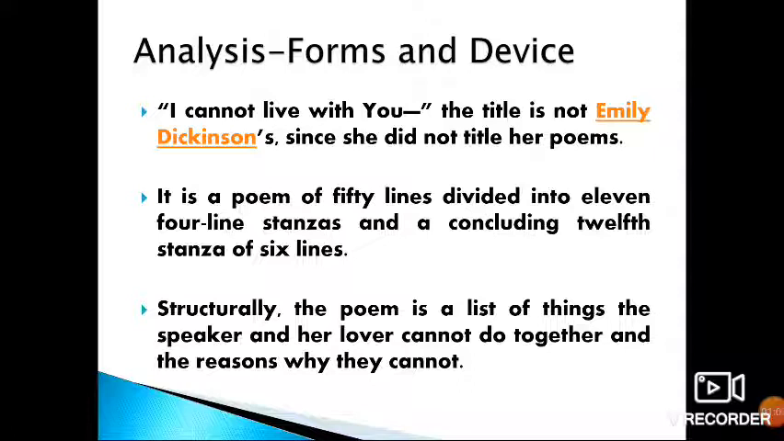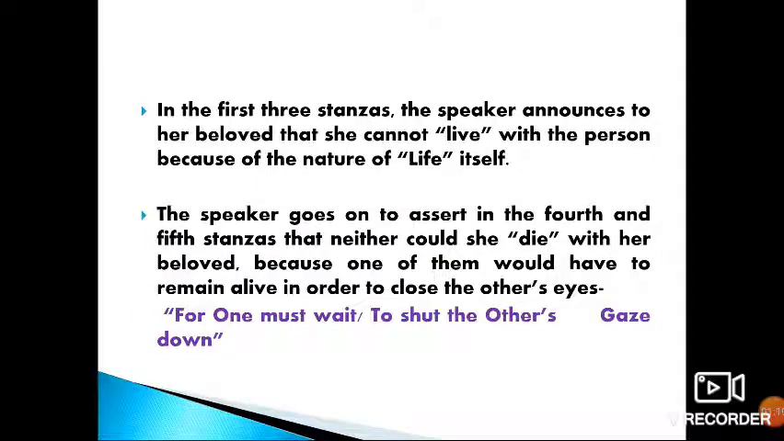why they cannot. So in the first stanza, we see that the speaker announces to her beloved that she cannot live with the person because of the nature of life itself. Life as it is ordinarily conceived of by those who deal with it daily on its most basic levels, the housewives and the sexton, who locks up and unlocks, keeps the key to both earthly possessions and the graveyard, which is something subject to decay. It can crack and it can be discarded.